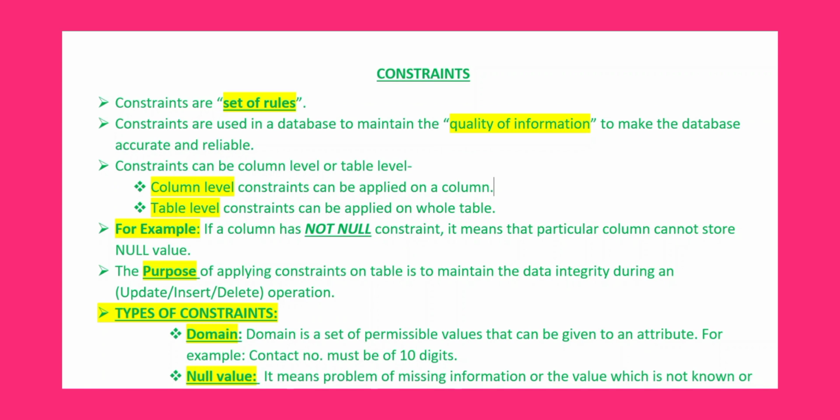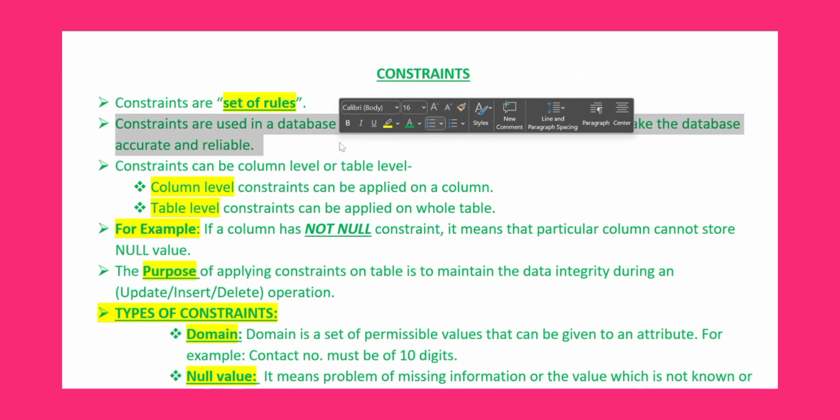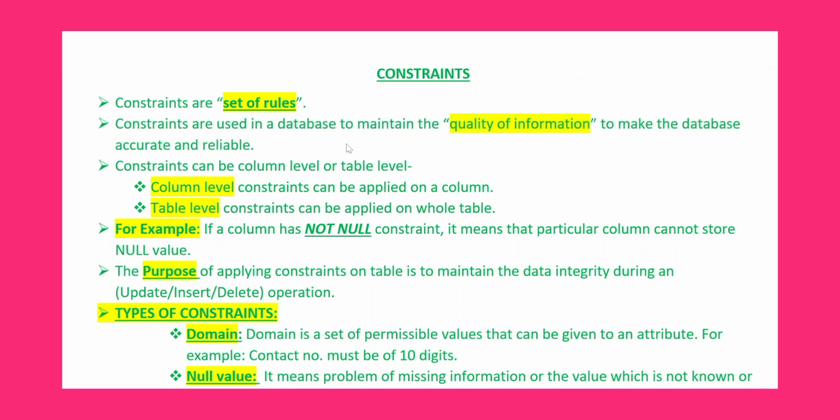Now, what is the use of this constraint? So in second point I have mentioned here, constraints are used in a database to maintain the quality of information, to make the database accurate and reliable. Reliable means we can use the database properly at the proper place, and it must be accurate so that we can use it for a meaningful purpose, and the data stored there must be reliable. Fine. So constraints are used in a database to maintain the quality of information.